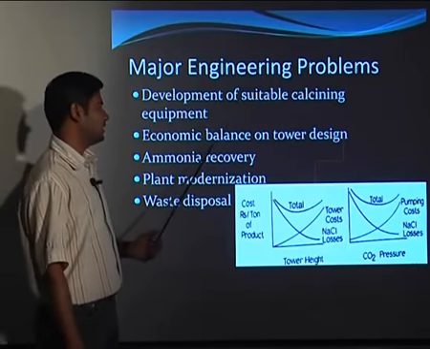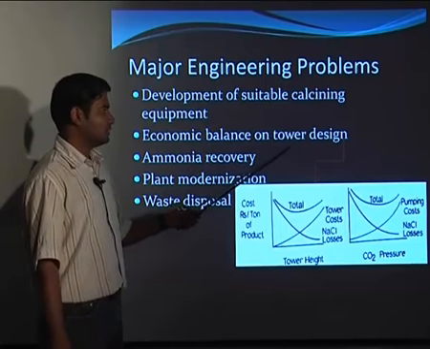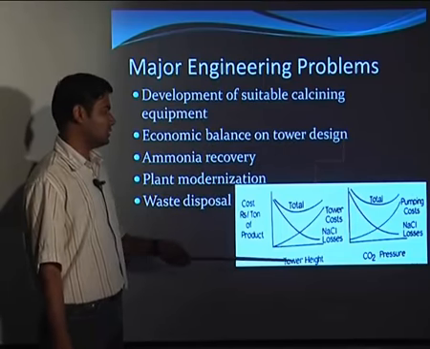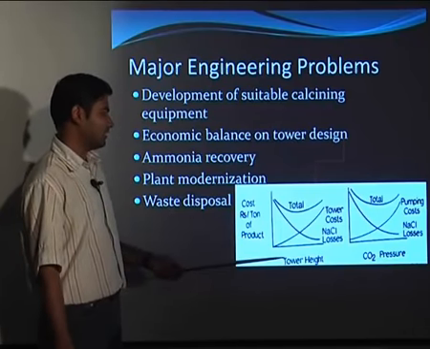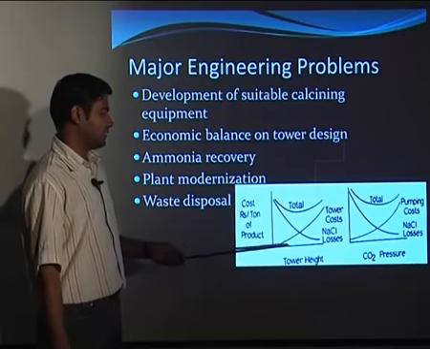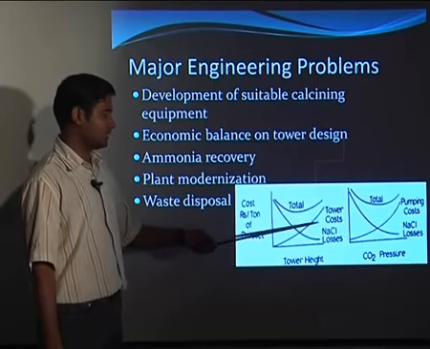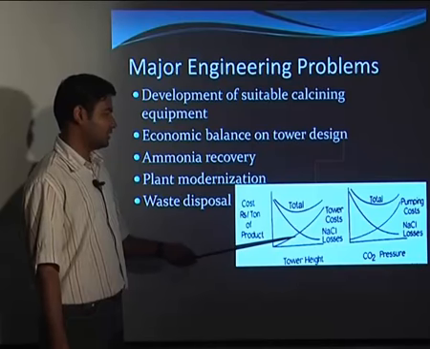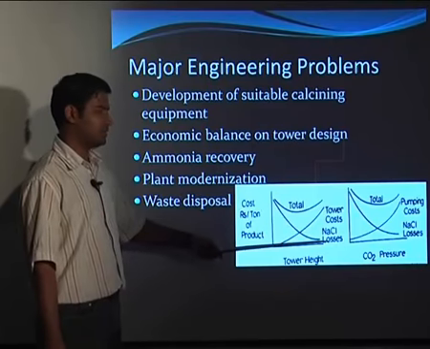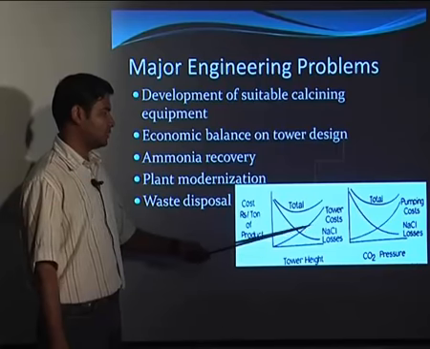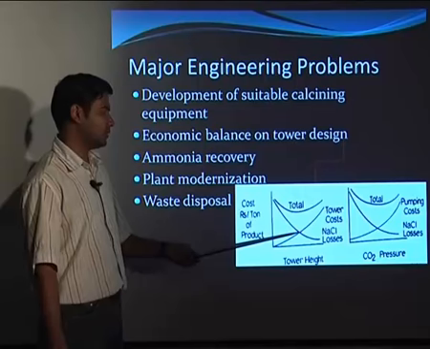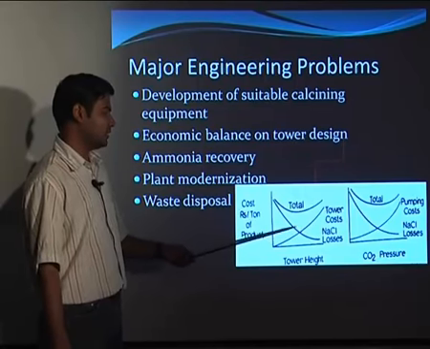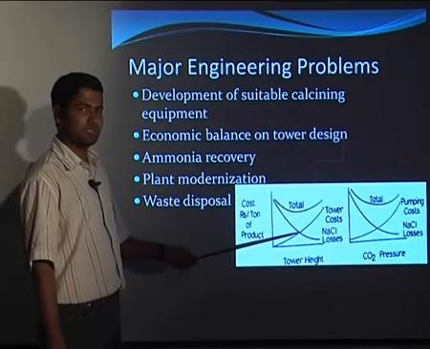Also we have to see the economic balance over the tower design. In tower design, there are two problems. One is the tower height, another is the carbon dioxide pressure. If we increase the tower height, obviously the cost will increase. But at the same time, if we are increasing the tower height, the NaCl losses will be minimum. So we have to take the optimum point which satisfies both things, and we can operate the plant at this tower height and minimize the NaCl losses up to this point.